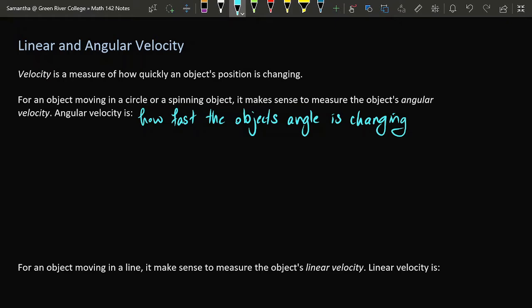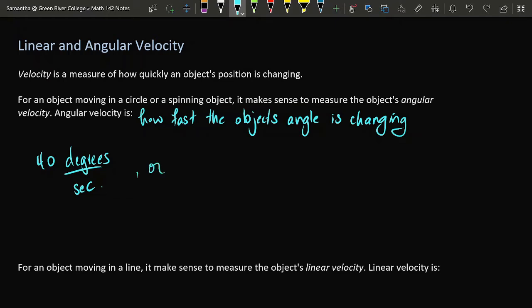So some common units of measurement for angular velocity might be in degrees per second. Maybe something like 40 degrees per second. An object with this angular velocity would be spinning at such a rate that it turns 40 degrees in 1 second.